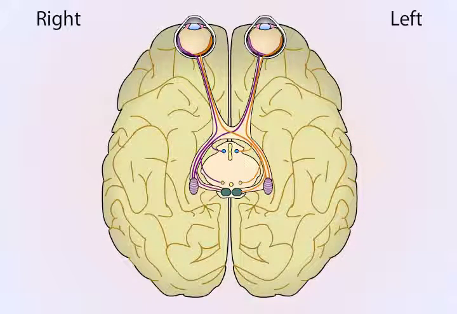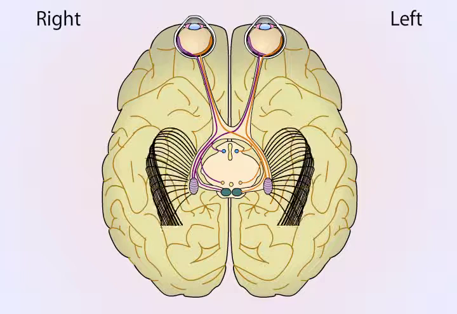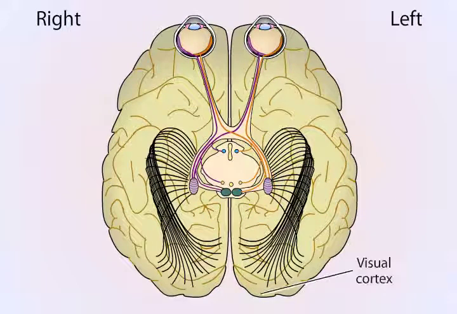From the lateral geniculate nucleus, visual information is relayed to the visual cortex. Most of the axons from LGN neurons form the optic radiations, which terminate in the visual areas in the occipital cortex at the back of the brain.